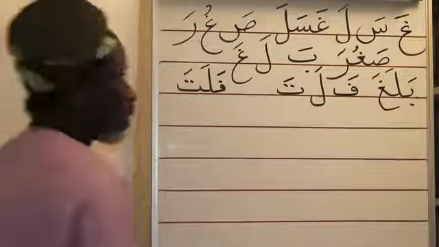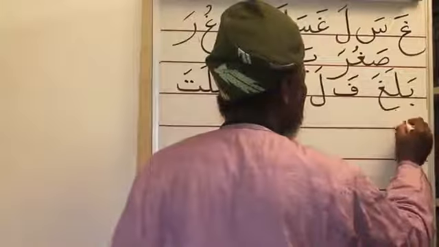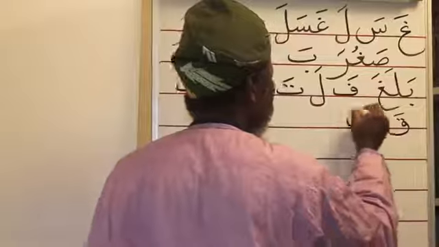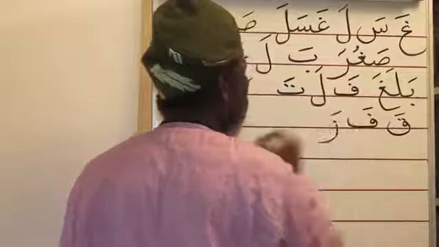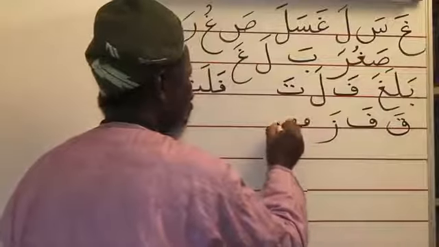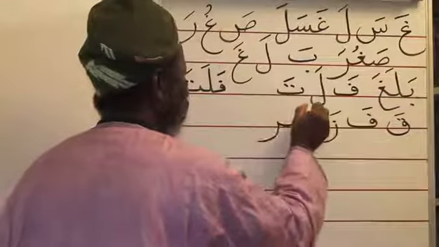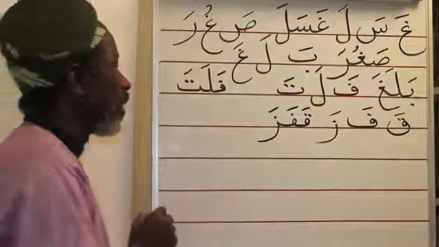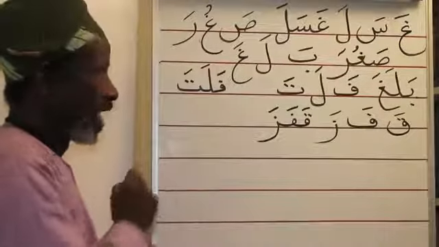Fa in the middle. Qa, fa, za. Qafaza. Joined. Qa, fa, za. Qafaza. Now we need fa at the end.